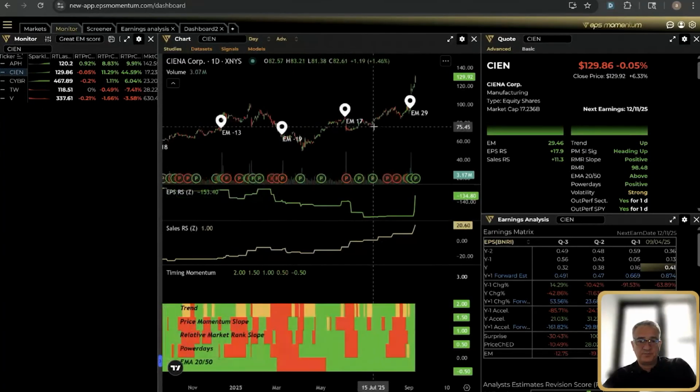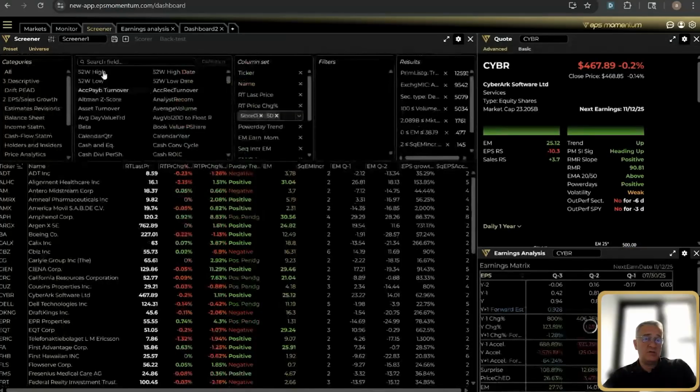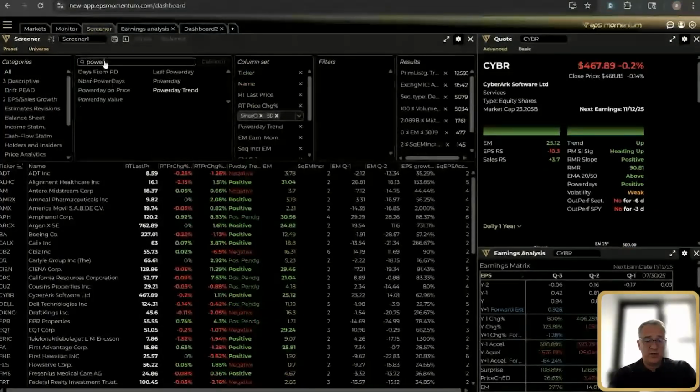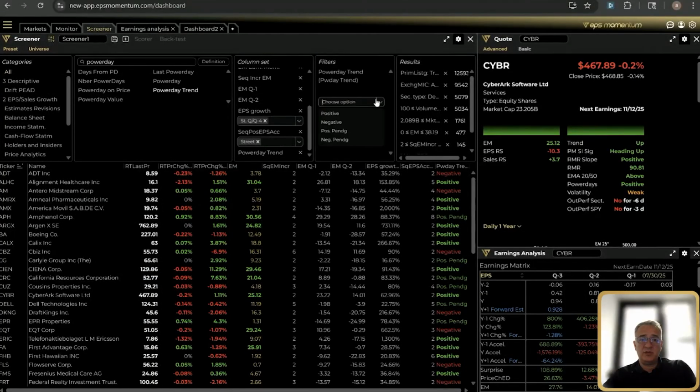So very quickly, I can put all those characteristics into the screener and look for names that are positive in Powerdays. So I go back to my screener here, and I can look at Powerday, and Powerday trend. And Powerday trend, I want it to be positive or positive pending, which is just turned positive. So this is what I'm getting here.